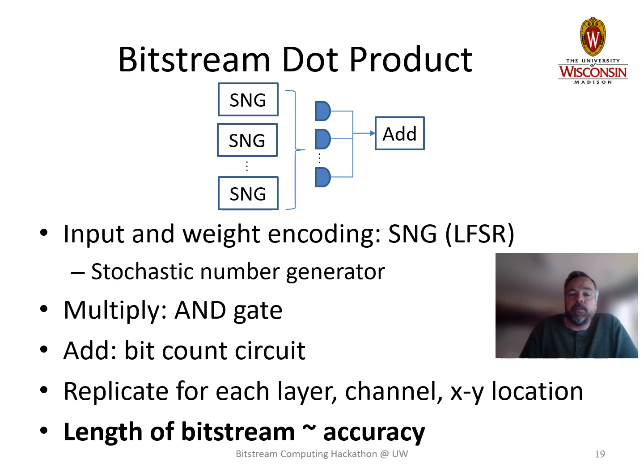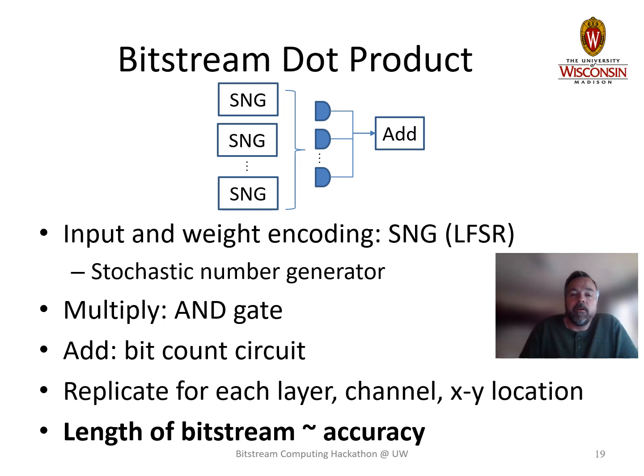And then this circuit needs to be replicated within each layer of your network for every channel and for every XY location. So there are a lot of instances of these dot product engines, but each one of them is relatively inexpensive, and so we can afford to replicate lots of them to build our entire network.